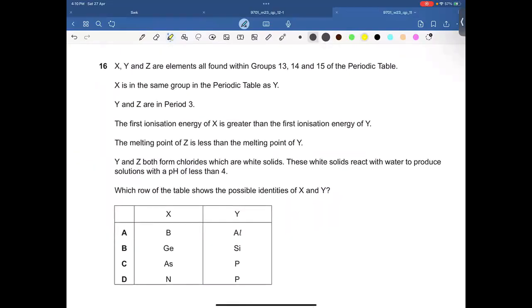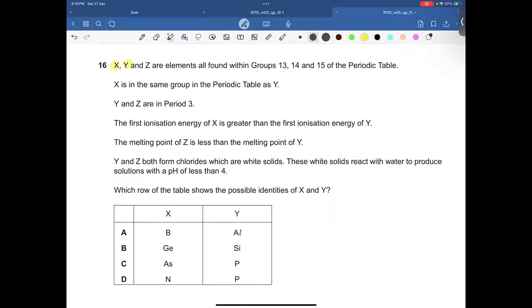Question number 16. X, Y, and Z are elements all found within group 13, 14, and 15 of the periodic table. We really don't know whether all of them belong in group 13 or group 14 or group 15, or XY in 14 or XY in 15 or XY in 13. So we don't have any clue about that. Anyhow, let's move on to the next part of the question.